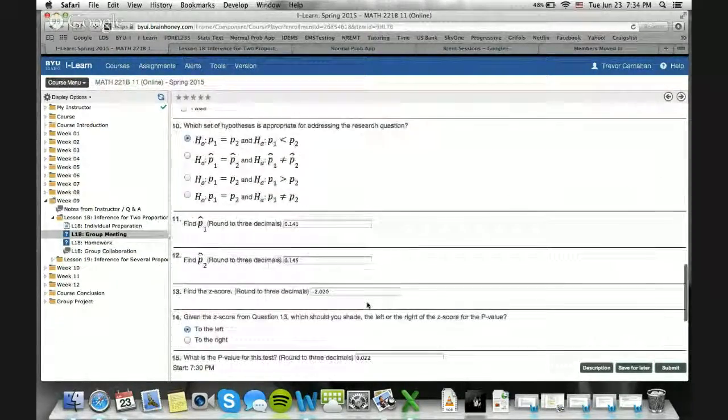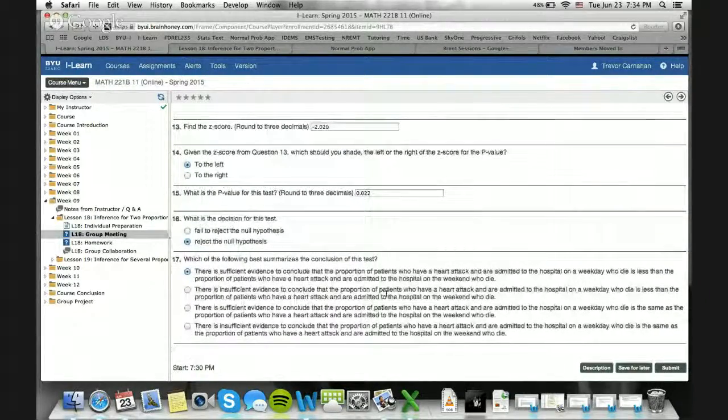And then for 17, I got there's sufficient evidence to conclude that the proportion of patients who have a heart attack and are admitted to the hospital on a weekday who die is less than the proportion of patients who have a heart attack and are admitted to the hospital on the weekend who die.